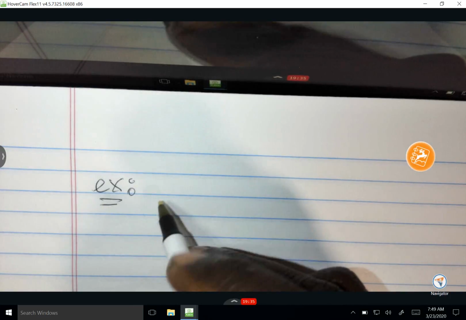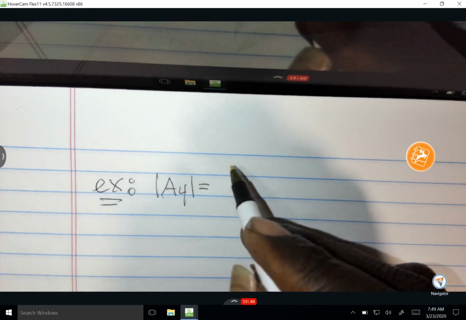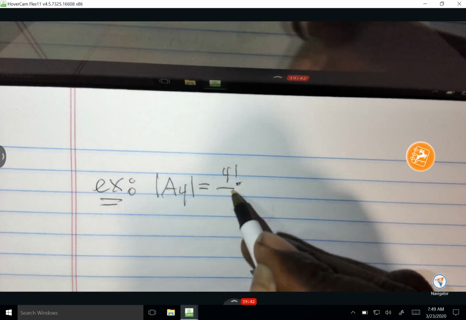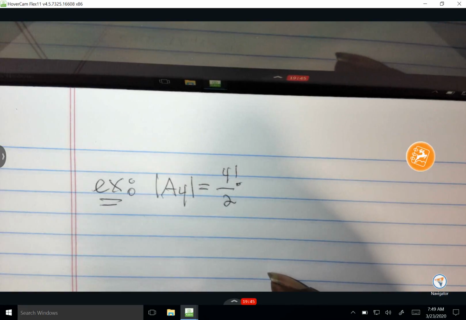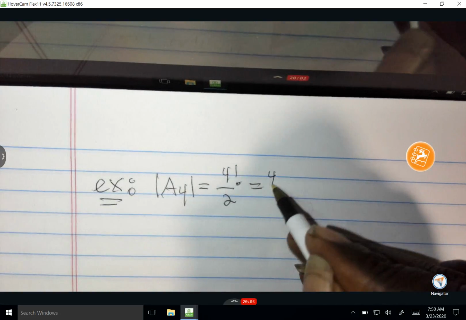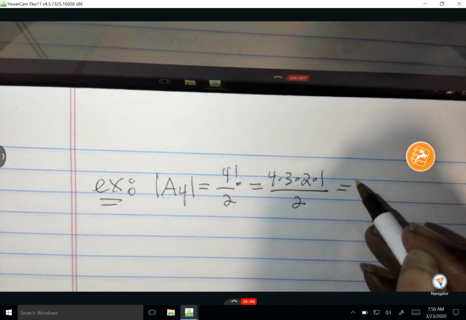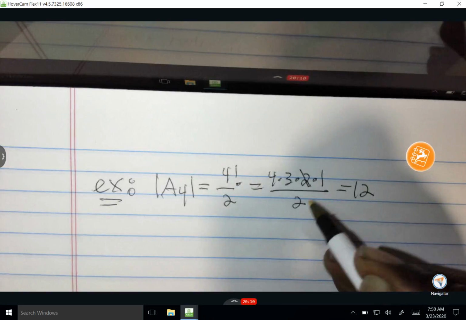Let's look at A4. The order of A4 is just half the order of S4. So it's 4 factorial over 2. But if you don't know why the order of An is half the order of Sn for every n, don't worry. You're going to prove it for me in the next homework using an action and not any other way. Okay, so anyway, 4 factorial is 4 times 3 times 2 times 1 over 2, and that's all 12 as these 2s cancel.